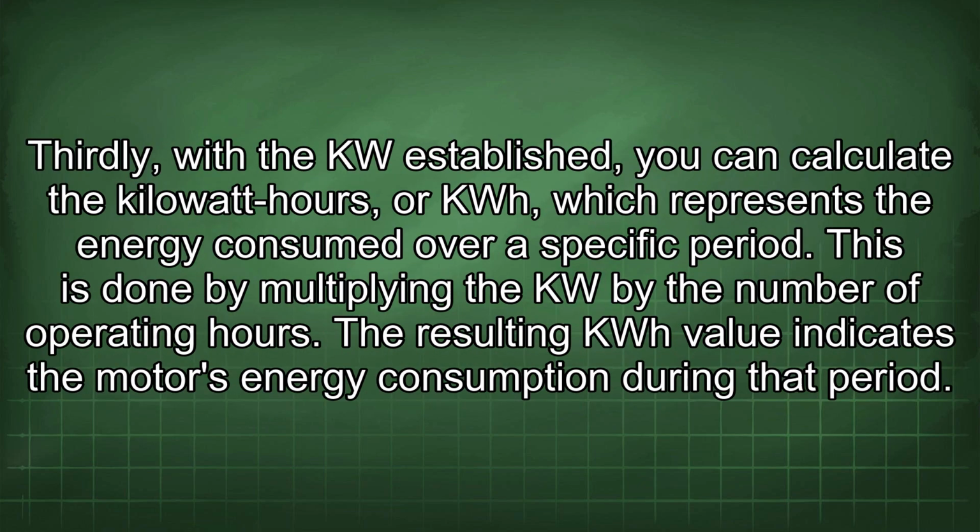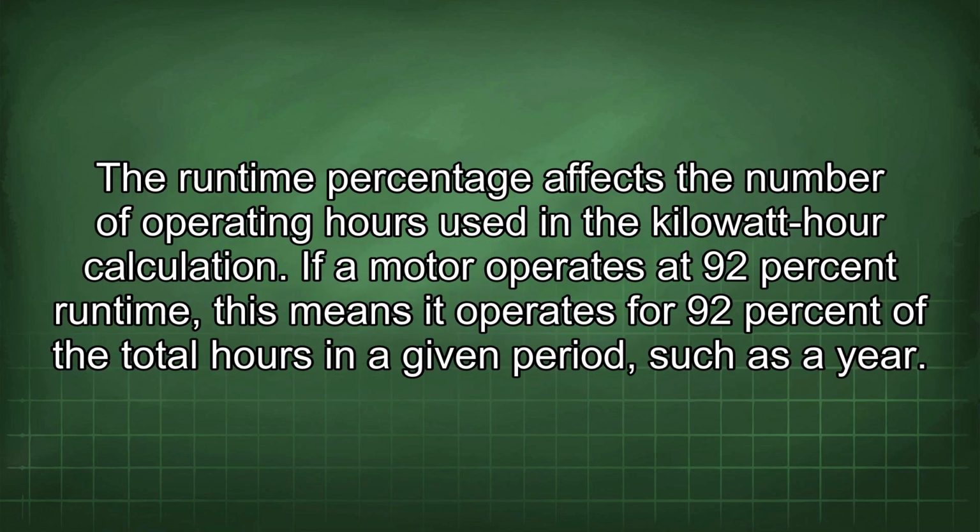Thirdly, with the kW established, you can calculate the kilowatt hours, or kWh, which represents the energy consumed over a specific period. This is done by multiplying the kW by the number of operating hours. The resulting kWh value indicates the motor's energy consumption during that period. The runtime percentage affects the number of operating hours used in the kilowatt-hour calculation.